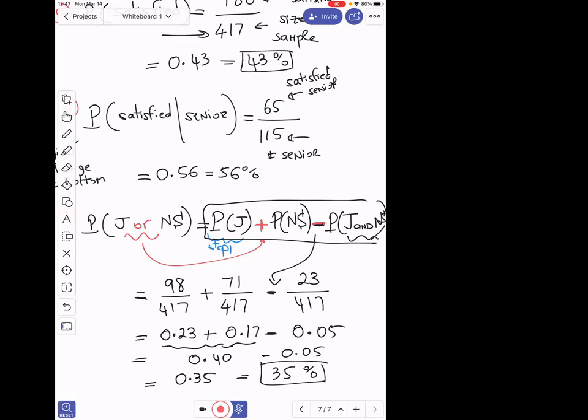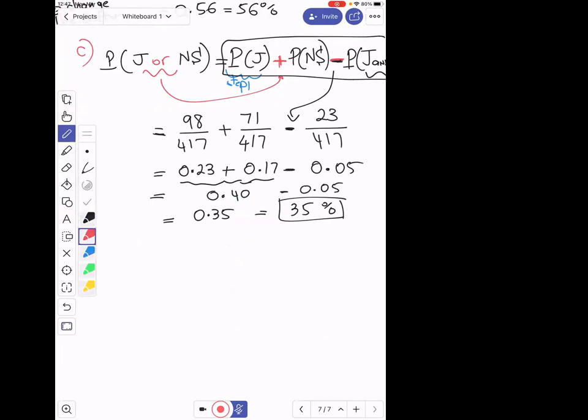Well, for D. So B, C, D. Probability of, indeed it says neutral. So neutral and, okay, so here it's the word and, freshman. So the question is, how many neutral and freshmen at the same time? Any guess how many neutral freshmen?